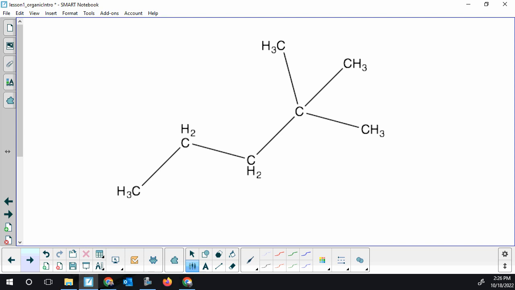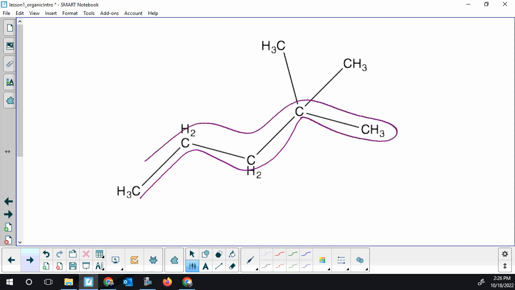First thing is find the longest chain. 1, 2, 3, 4, and then I get to my branch, and if I go up, it's 5. If I go up to the right, it's 5, and if I go to the hard right, it's also 5. Doesn't matter where I go, the longest chain is going to be 5. So that's our stem.